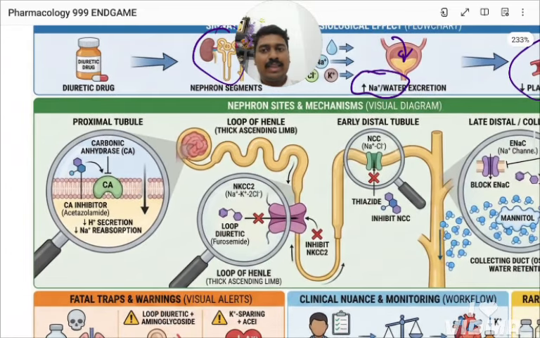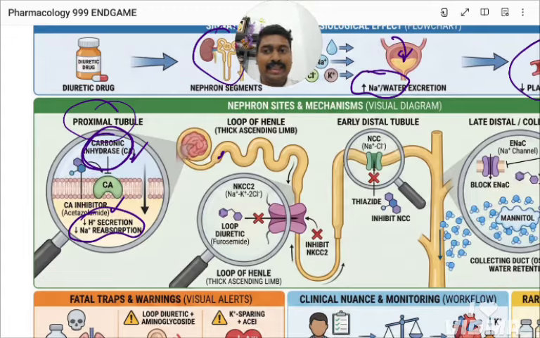So we want drugs which act on the proximal tubule. In the proximal tubule, we have the carbonic anhydrase enzyme in the PCT. Here in the PCT we use a carbonic anhydrase inhibitor, which is acetazolamide, which inhibits this enzyme, and it will decrease sodium reabsorption. It will also decrease hydrogen secretion into the tubule. When H plus secretion is decreased, H plus is retained, so it is useful in case of metabolic alkalosis.